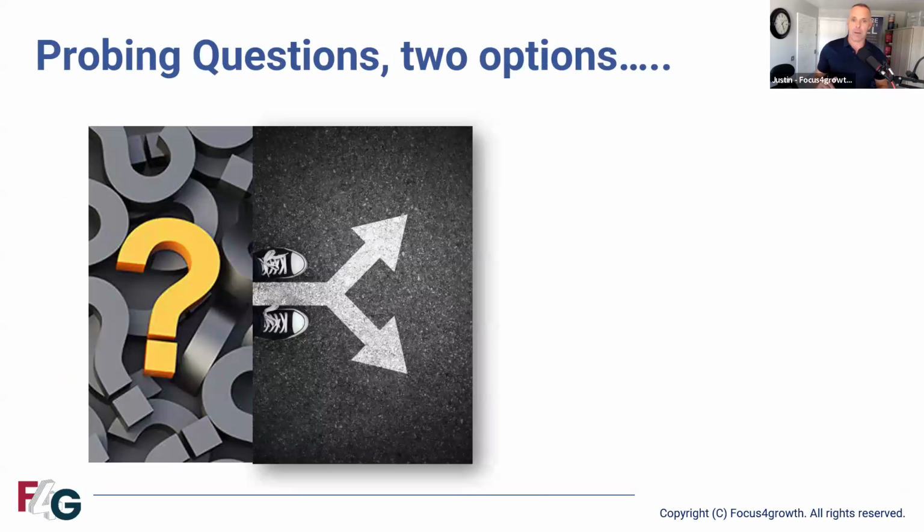Now, I said there was a third type of question, because we're not going to cover closed questions. I said there was a third type of question, which was a probing question. With probing questions, there are a few ways you can do this, but I'm a simple guy. I try and keep things simple. So 2 options for open questions, what or how, and 2 options for probing questions. The first one is, what else?